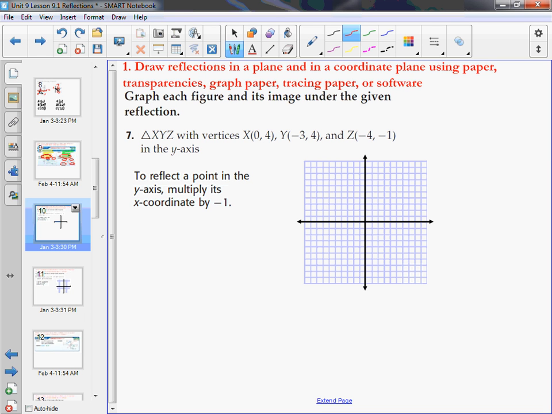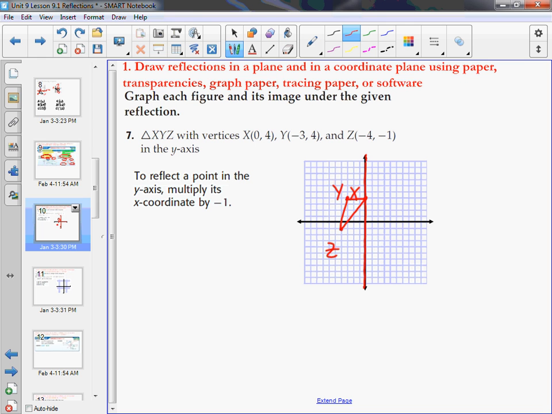So for number 7, we have triangle XYZ with vertices X (0, 4). So x, 0, 1, 2, 3, 4. There's X. Y is (negative 3, 4). 1, 2, 3. There's Y. And Z is (negative 4, negative 1). And use a straight edge. Now, we can count spaces using the y-axis. You do know which one's the y-axis, right? The vertical one. That is your line of reflection.